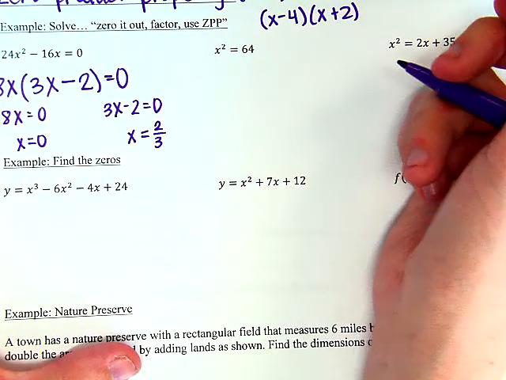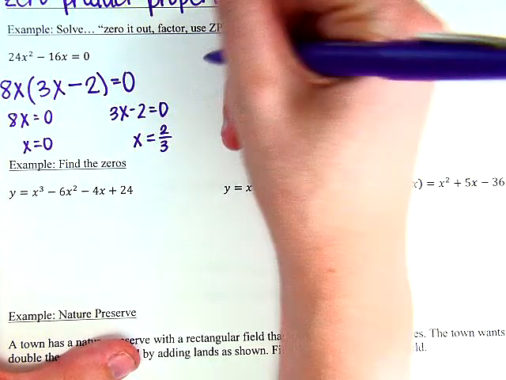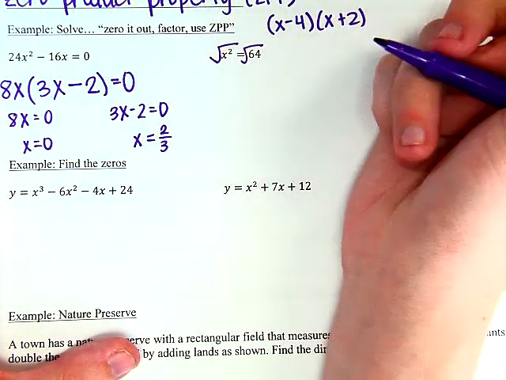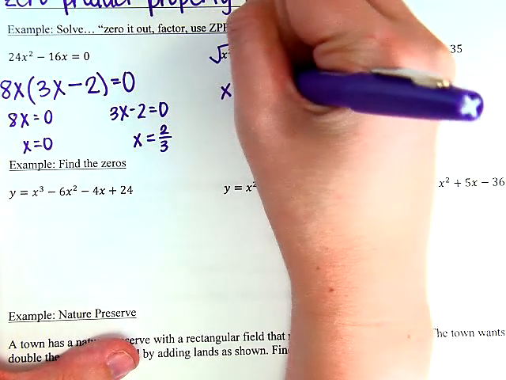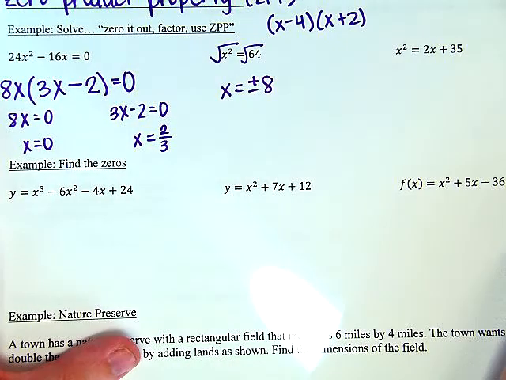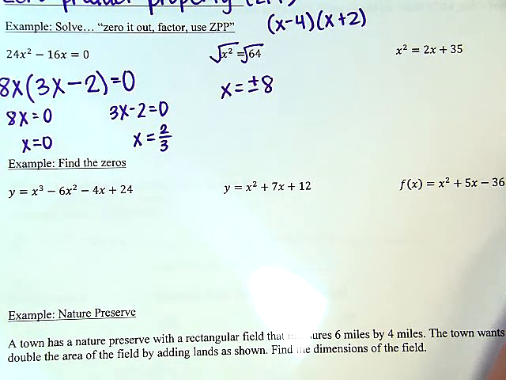So x squared equals 64. To get rid of a squared, I'm just going to square root that thing. And we get x equals plus or minus 8. There's always a positive way and a negative way when you square root.